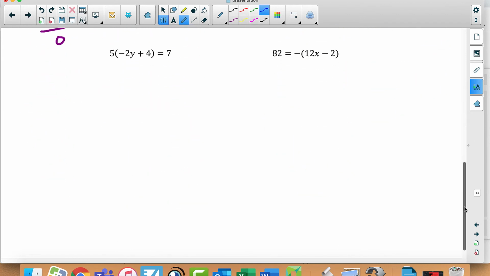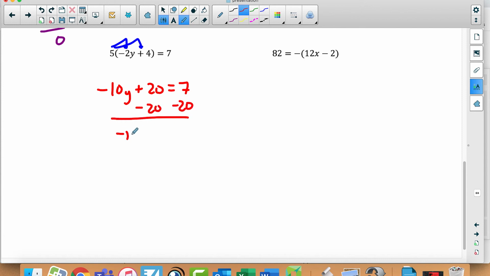Okay, last couple here. Distributive property. So 5 times negative 2y. It's only one negative, so it's going to be negative. 5 times 2y is 10y. Then 5 times positive 4. Well, that's a positive amount, and 5 times 4 is 20, and it still equals 7. Okay, which one number can we add or subtract? We can subtract 20. Subtract 20. So you get negative 10y equals 7 take away 20.